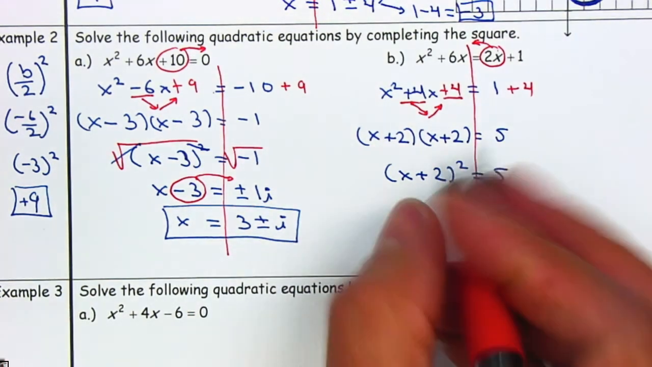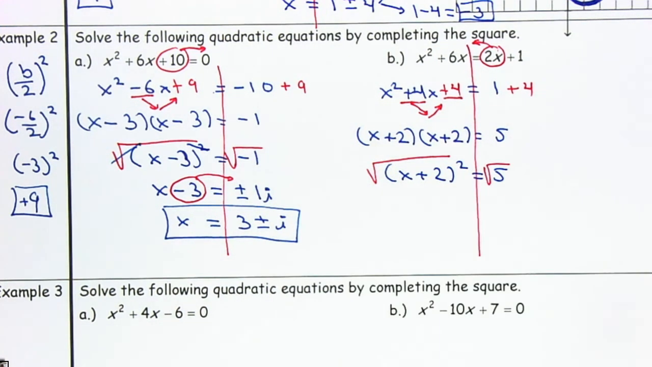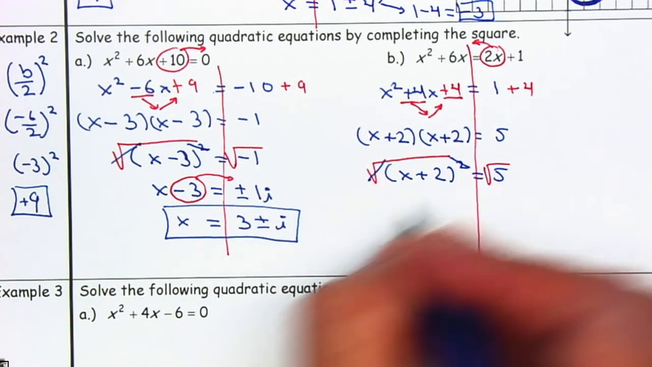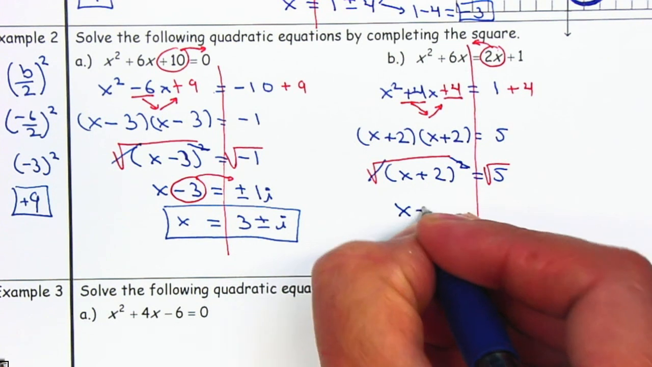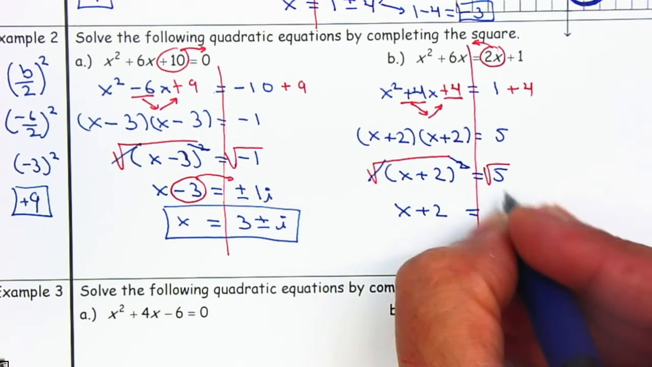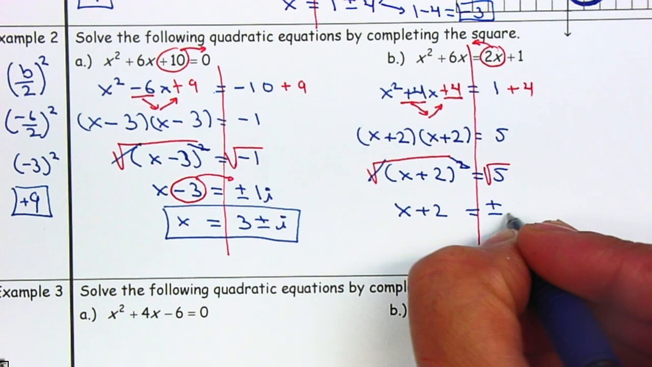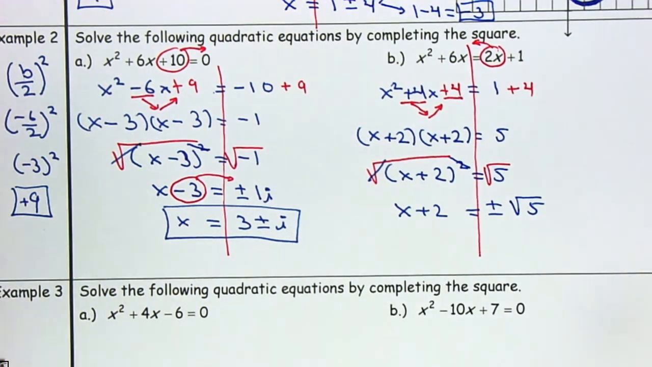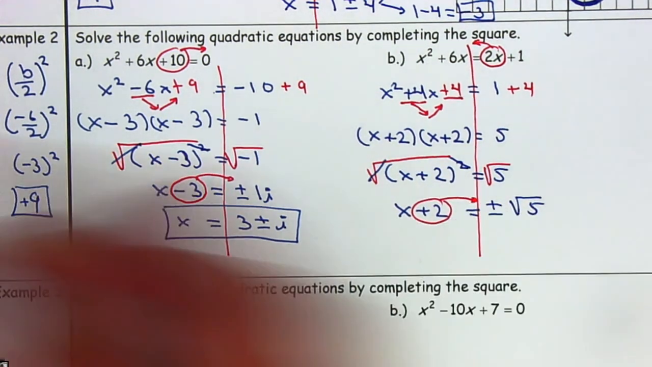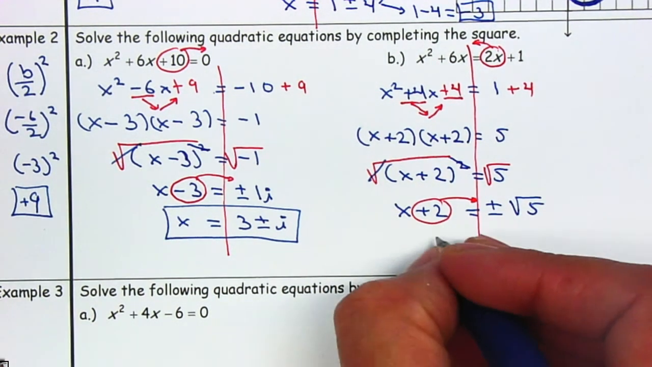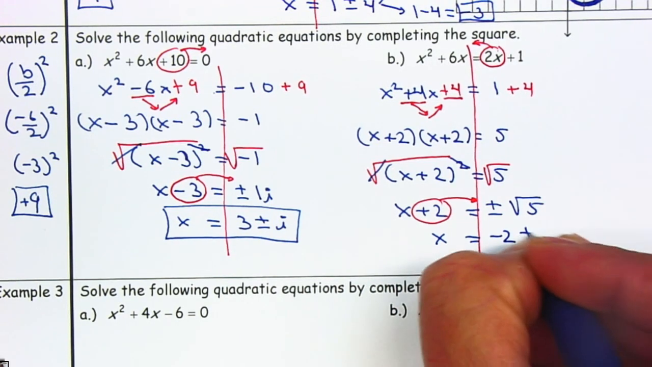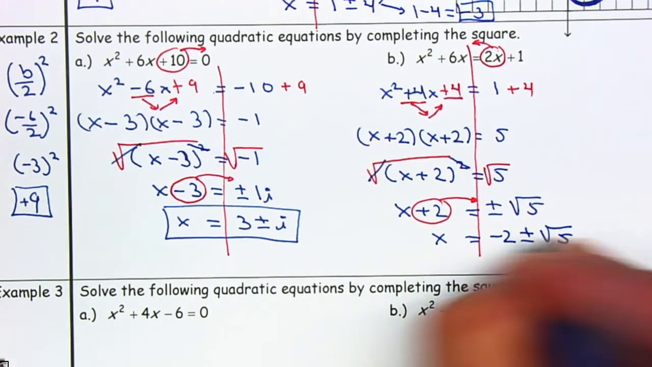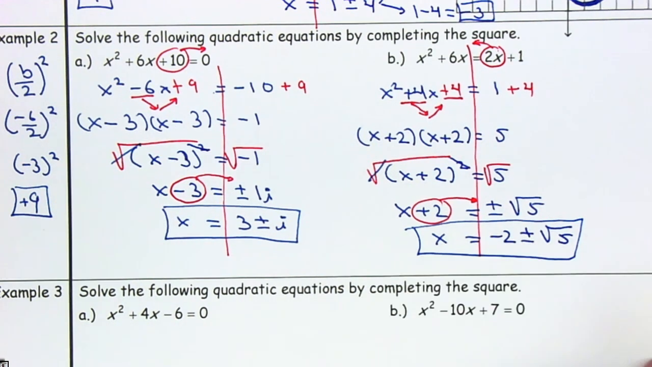Now I can get rid of the square by taking the square root on both sides. The square and the square root cancel, so I have x plus 2 is equal to the square root of 5, plus or minus the square root of 5. We cannot simplify it. I'm going to move my 2 to the right. That's going to become a negative. That gives me x is equal to negative 2 plus or minus the square root of 5. And that'll be my answer. Let's continue with example number 3.